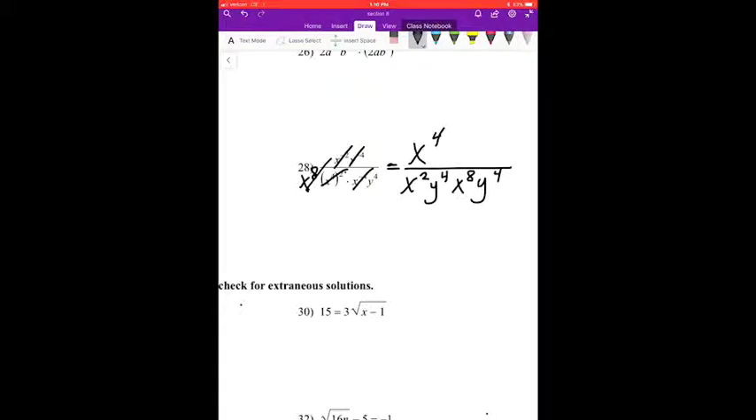Now let me simplify that denominator before I go any further. So x to the fourth divided by x to the what? To the 10th? 10th, because x squared times x to the 8th is x to the 10th, right? When you're multiplying, keep the base, add the exponents. Y to the 8th. Can I do anything else to simplify?